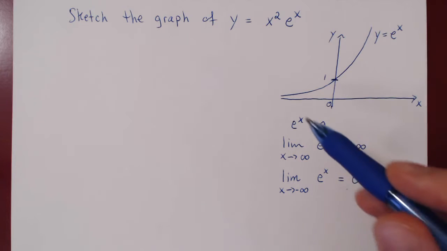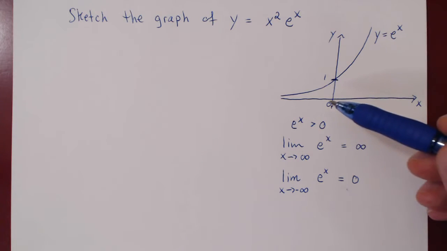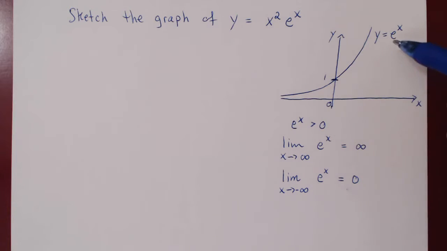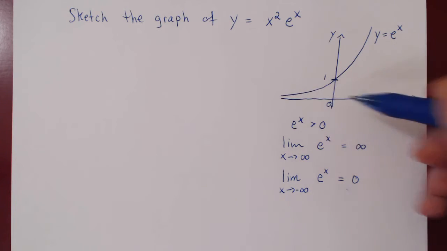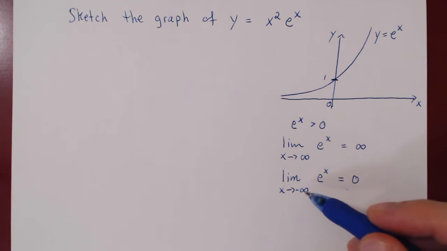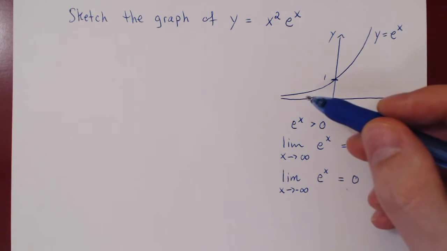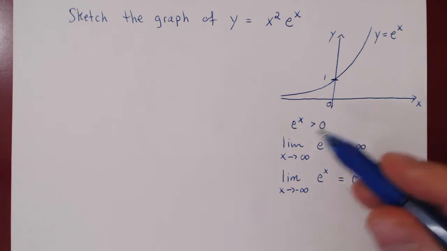value of x. As x goes to positive infinity, y being e to the x goes to positive infinity, but as x goes to negative infinity, y actually approaches the x-axis, therefore y approaches 0. So as x goes to negative infinity, e to the x is getting closer and closer and closer to 0.